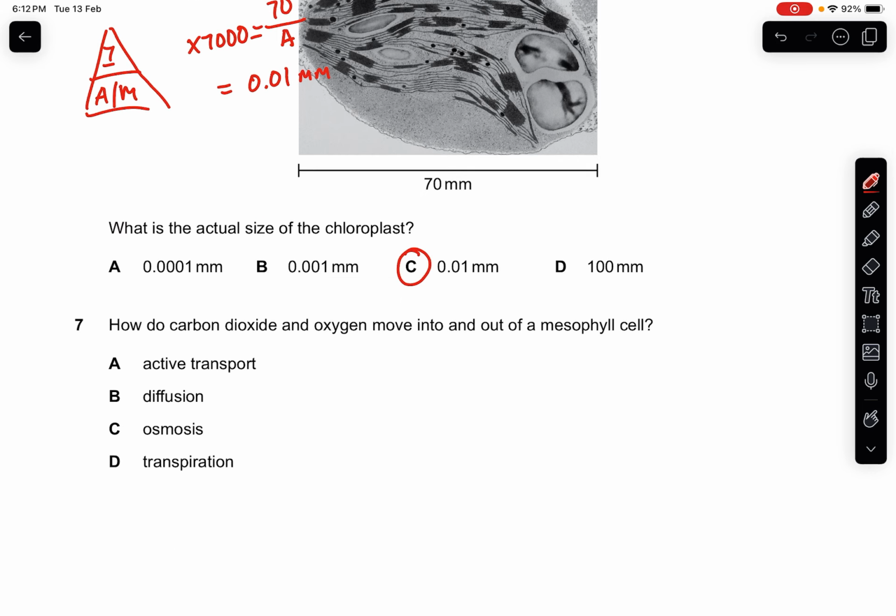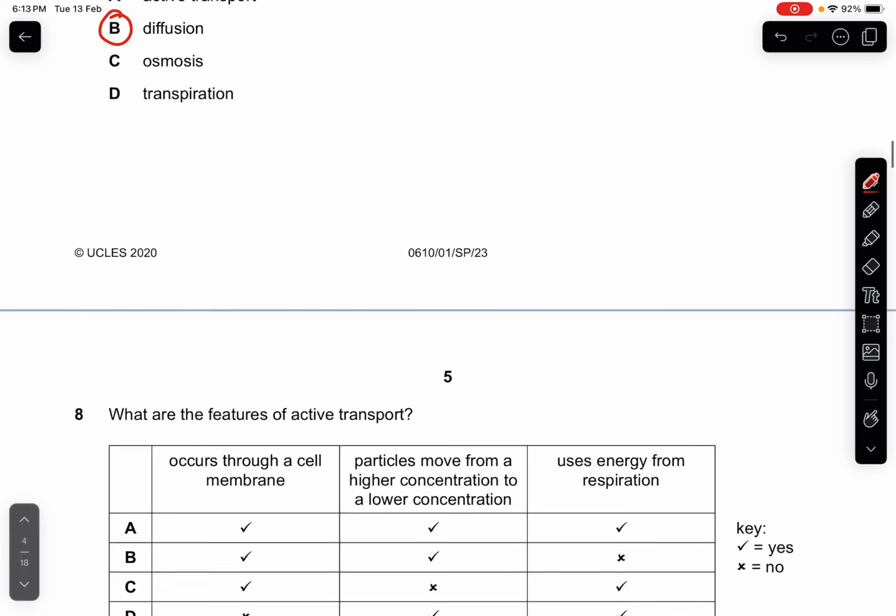Question 7. How do carbon dioxide and oxygen move into and out of a mesophyll cell? You can see this is a gaseous form, and the only process that occurs with gaseous form is diffusion. So the answer is B.